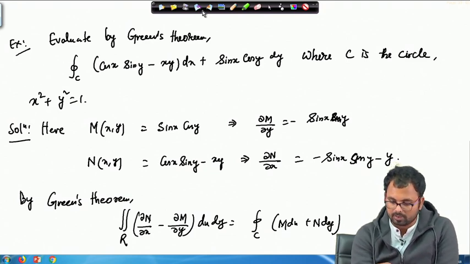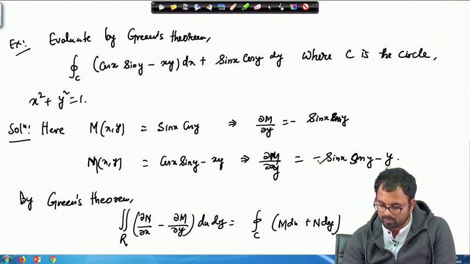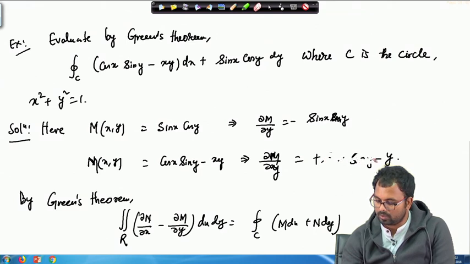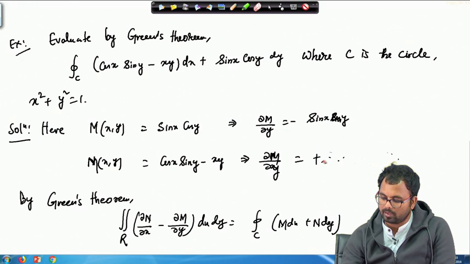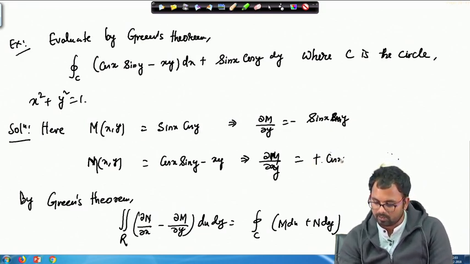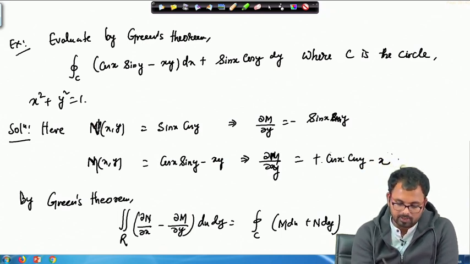Oh, sorry. So, this is our m and this is our n. So, this is my m. So, del m del y is cos x sin y. So, this is cos x. So, I think I took the wrong m actually. So, this will be cos x cos y minus x, and this is my n.